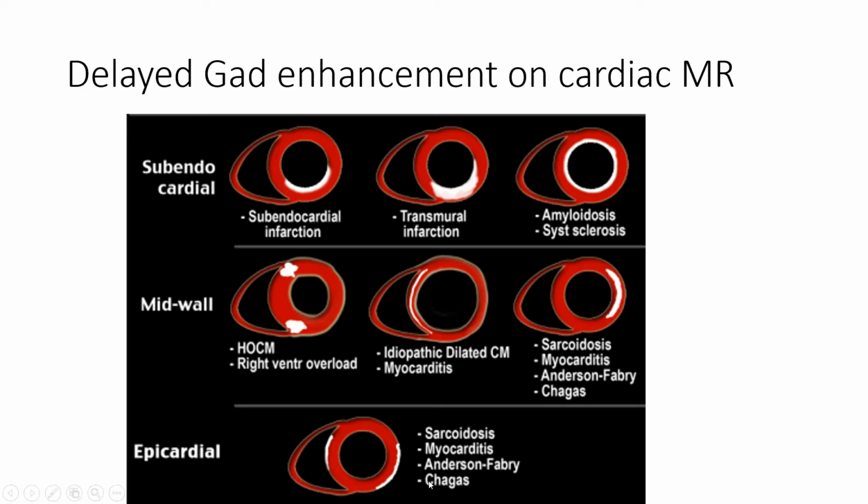Now, of all these, of course, these all are important, but I would like you to focus on subendocardial enhancement, which can be subendocardial infarction, transmural infarction, amyloidosis, sarcoidosis, and hypertrophic cardiomyopathies. These are high-yield ones.